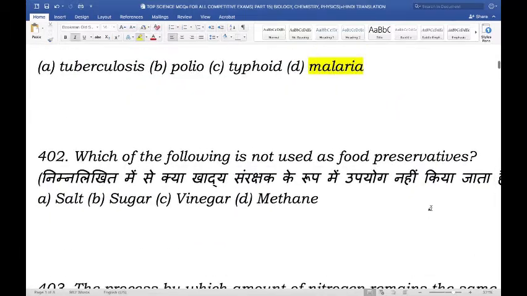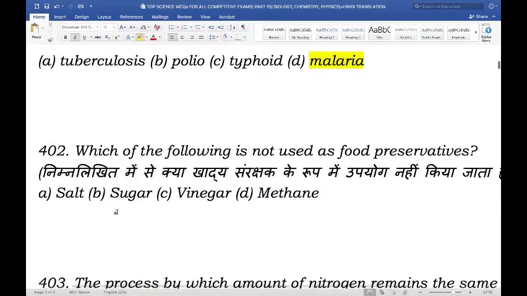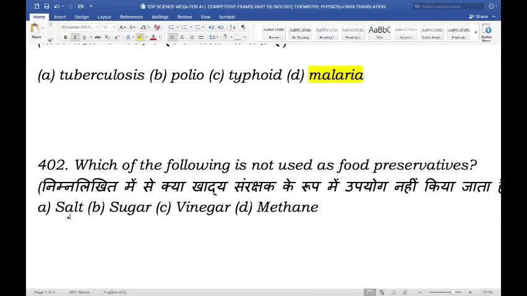Next question. Which of the following is not used as a food preservative? So out of these options, which is not used in food preservatives? So here we can go down the line. Is it salt? Well, salt is effective as a preservative because it reduces the water activity of food. Adding salt to food can cause microbial cells to undergo osmotic shock, resulting in the loss of water from the cell and thereby causing the cell's death. So salt is a preservative.